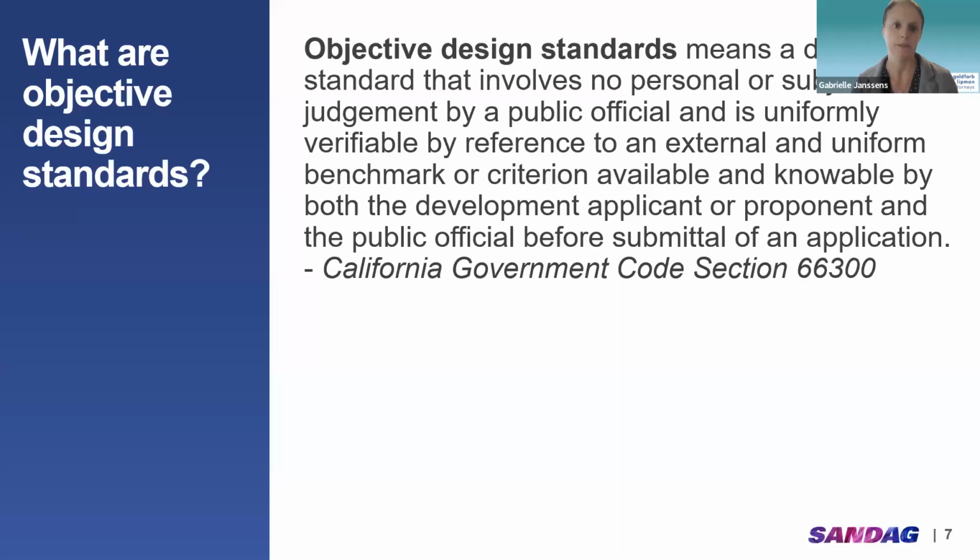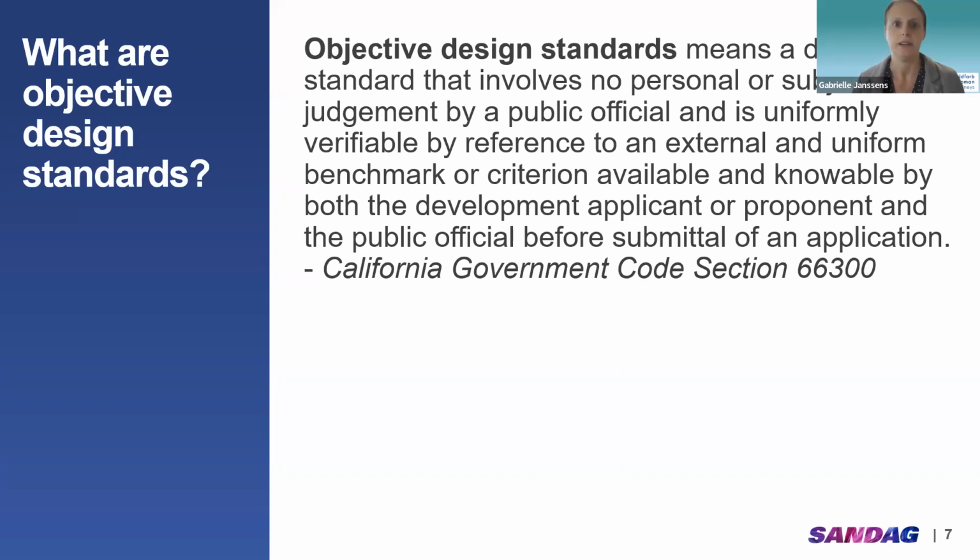If we could go to the next slide, please. So the Housing Crisis Act, which was adopted in SB 330 and is codified in Government Code Section 66300, has a definition for objective design standards. The definition is up on the screen if you want to read it. But basically, an objective design standard involves no personal or subjective judgment. It is something that cannot require interpretation. And it needs to be uniformly known by the project applicants and the decision makers and the community as well. The Housing Accountability Act also has a very similar definition of objective standards.